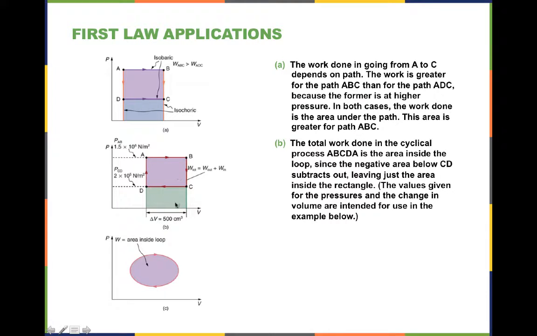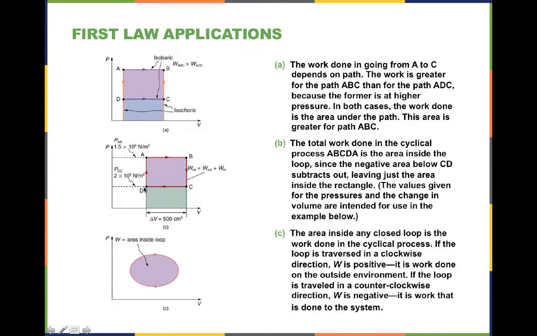So if we look at part B here, and we look at it in terms of either direction, if this represents the pressure on this line and this represents the pressure on this line, you can see that the total work done in a cyclical process, that is, if you start at A and go to B, then to C, then to D, then to A, so if you do this cycle, is the area inside the loop. And this down here subtracts out, so it is just the area inside this triangle.